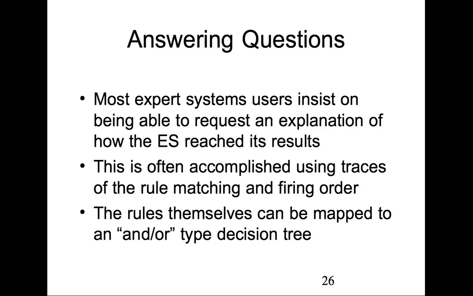So most expert system users insist on being able to request an explanation for how the expert system reached its results. That's when you go back and say, how come I got a bad score on my credit report? How come this one says it's a 600 and this one says it's a 700 or 800? Whatever that score means. That's when the explanation comes back. That's when you give away the secret of the expert system, which you're not going to get too much information at credit card reporting companies.